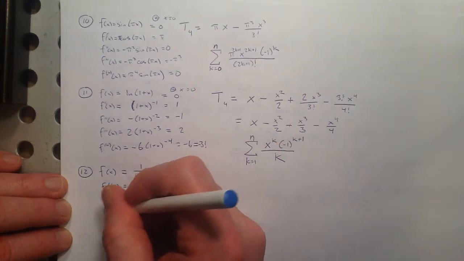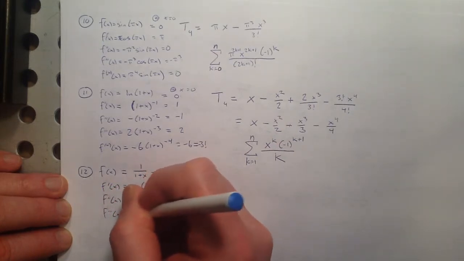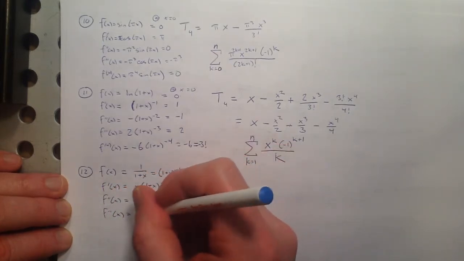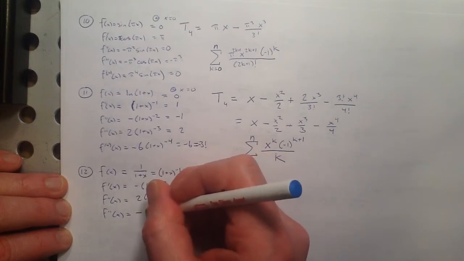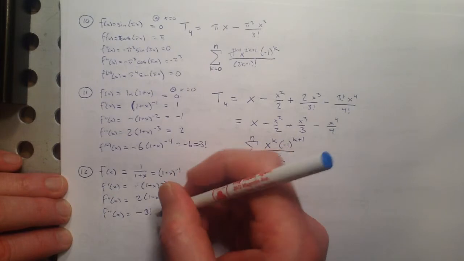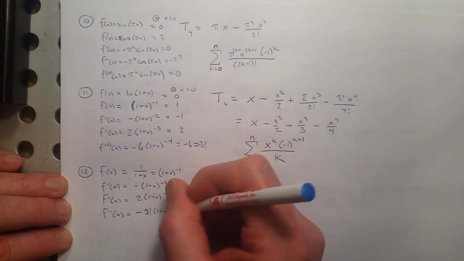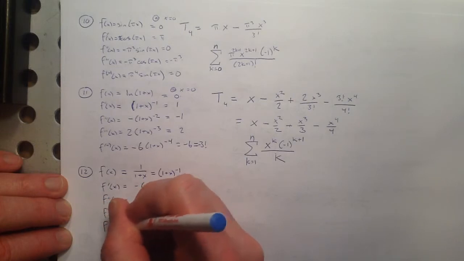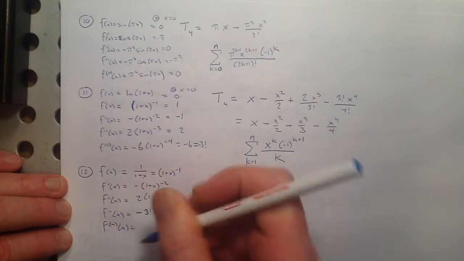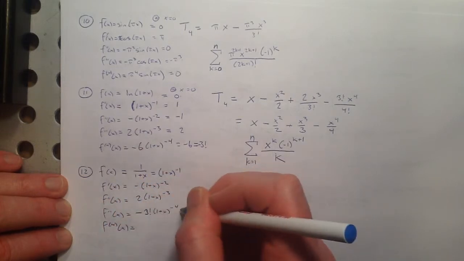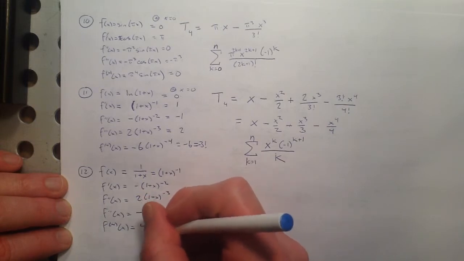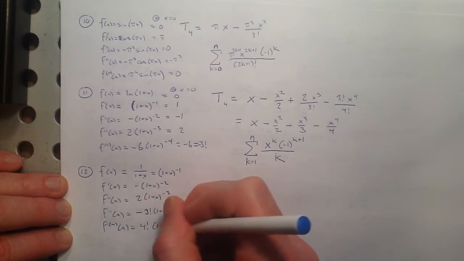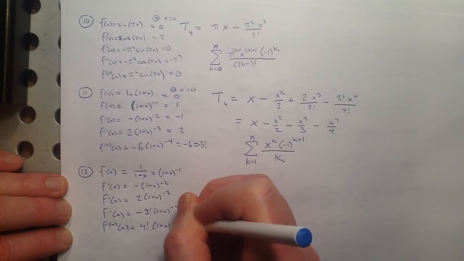That's all. Third derivative, negative 3 times that. That's negative 3 times 2, which is 6, but that's the same as 3 factorial, times 1 plus x to the negative 4. And the fourth derivative is negative 4 times negative 3 factorial, which is 4 factorial, so 1 plus x to the negative 5th.